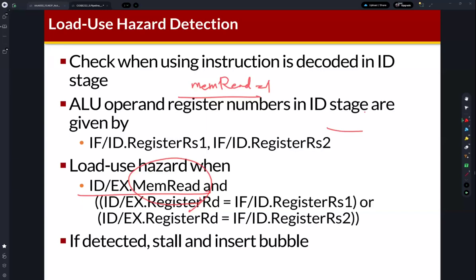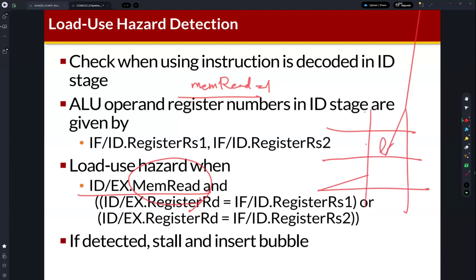This is the pipelining. I think my stylus is not working well. This is the load instruction, and okay, I don't know why.